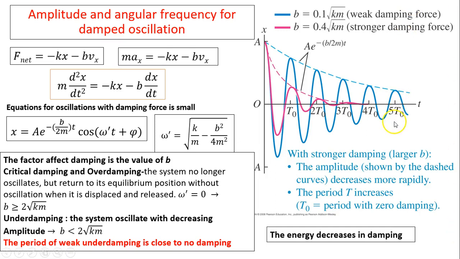So here is a graph of underdamping. There are two cases. One is weak damping, the other one is strong damping. As you can see, amplitude decreases in both cases. With strong damping, the amplitude decreases more rapidly. The period T increases. In this case, T naught is the period with 0 damping. When you have a weak damping force, the period is almost the same as with no damping. So in damping, energy is decreased.